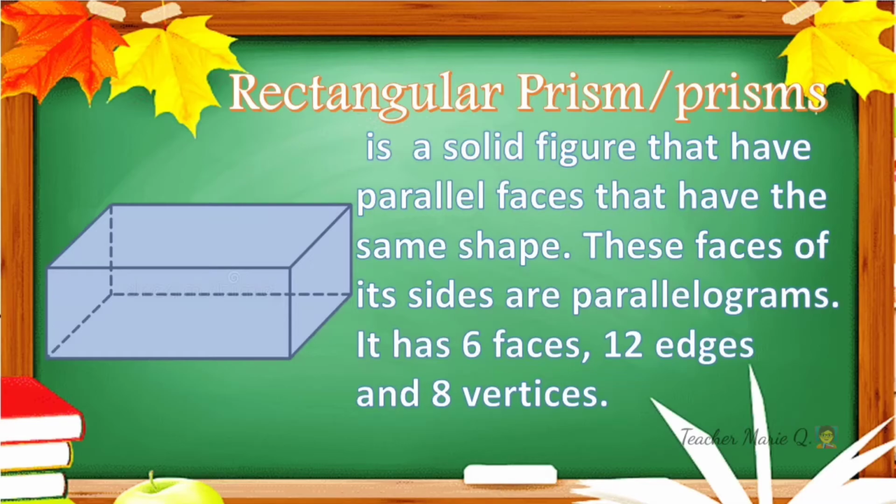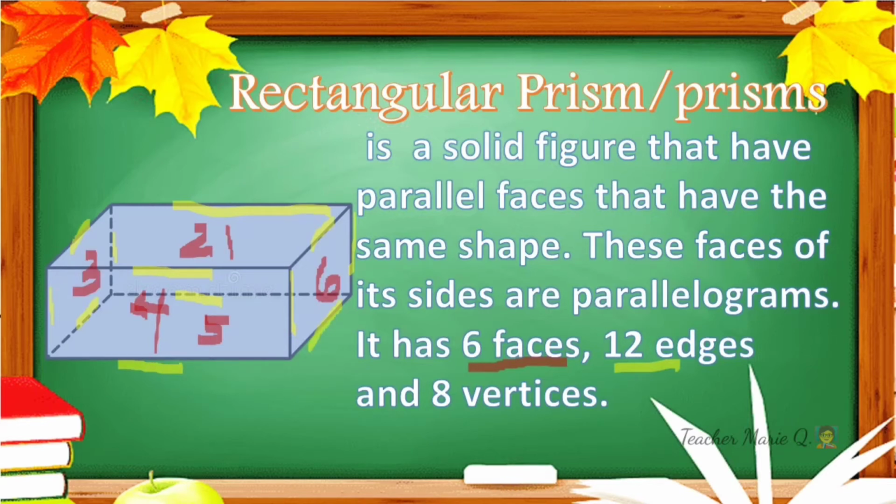Let's count the 6 faces. 1, 2, 3, 4, 5, 6. Next, 12 edges. Let's count. 1, 2, 3, 4, 5, 6, 7, 8, 9, 10, 11, 12. 12 edges. Next is the 8 vertices. Let's count. 1, 2, 3, 4, 5, 6, 7, 8.